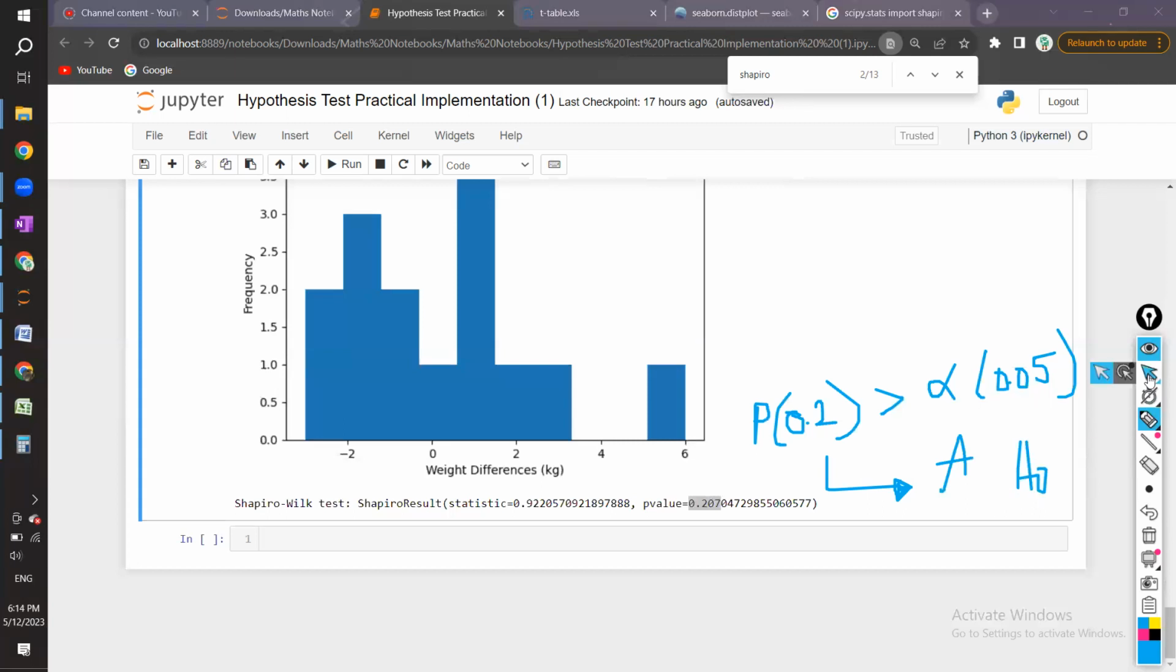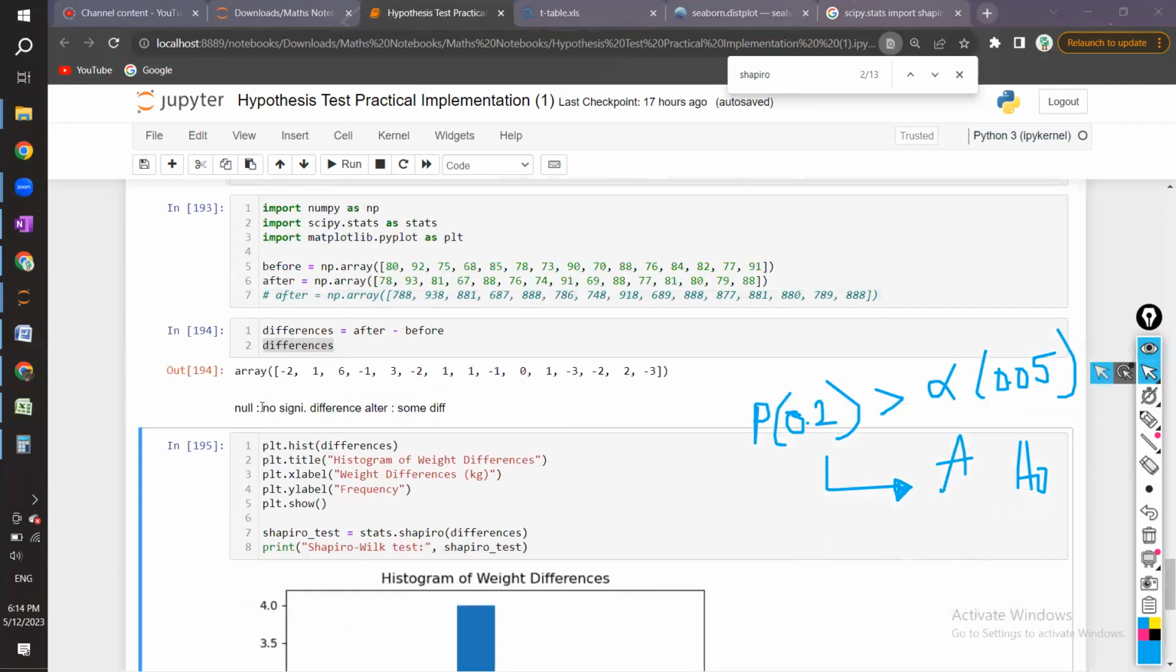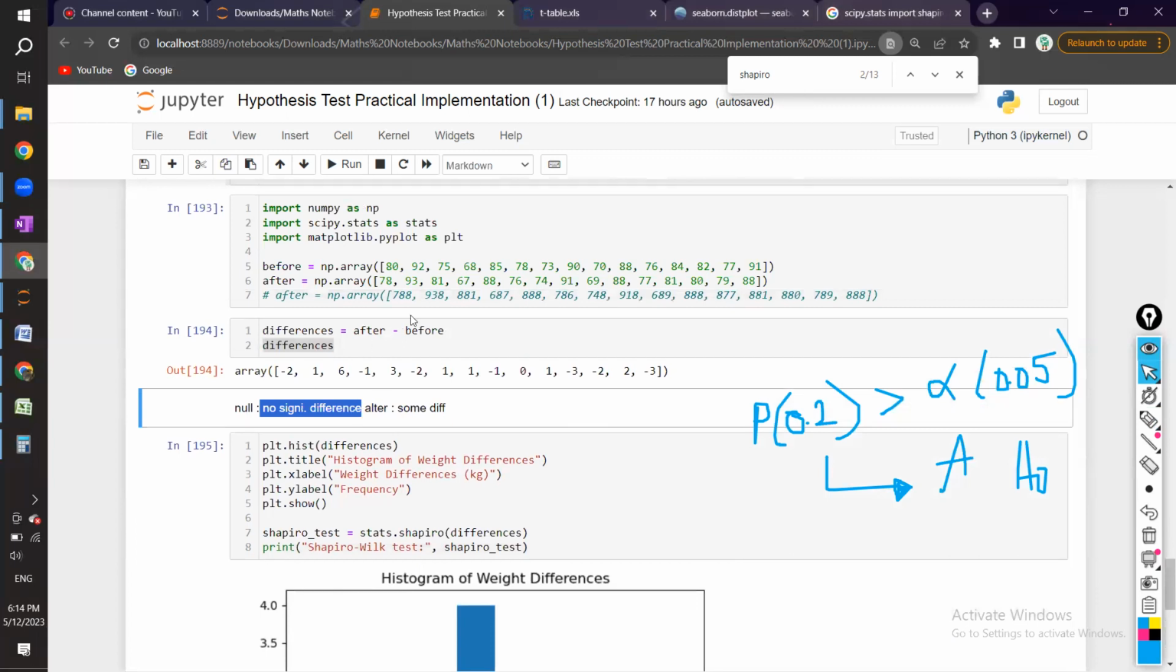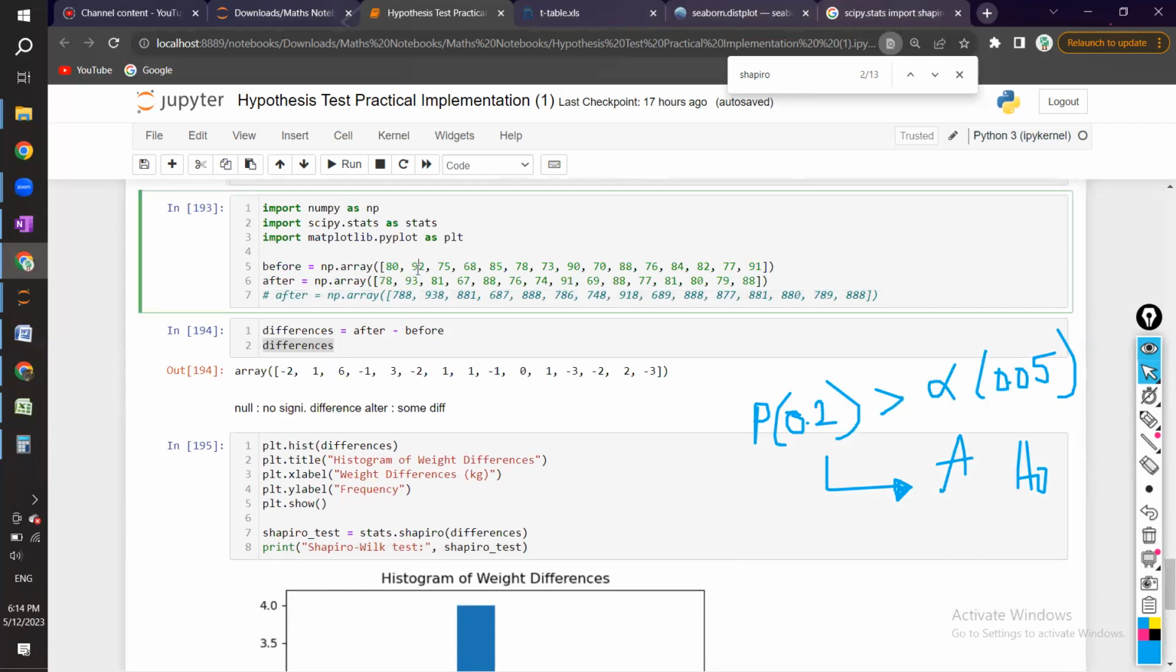And what is the null hypothesis saying? Let me go back. The null hypothesis says there is no significant difference. So obviously there is no significant difference, these are all small differences. 78, 80, 92, 93, all very close to each other. So the before and after values do not show much significant difference, and that is what we are going to accept.